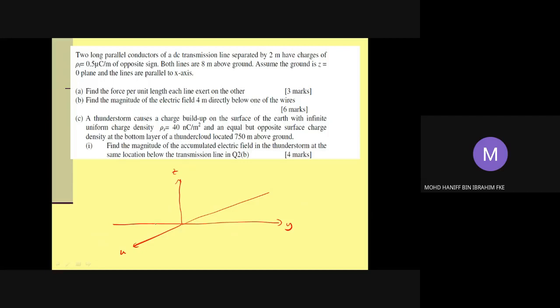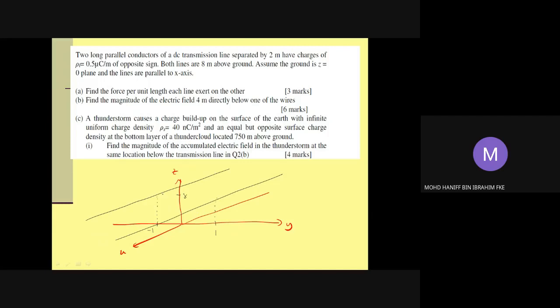We can see that one of them is located at y = -1 and the other at y = +1. The locations of both lines are 8 meters above ground. So this is 8 meters, this is also 8 meters, and I can sketch it to look like this. The lines are said to be parallel to the x-axis. So that's how your line chart should look.